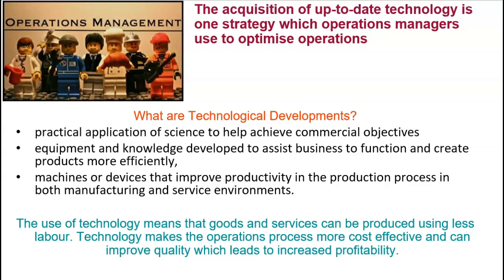Labour is one of the major expenses or costs associated with any business. So by using technology and improving on technology, you can reduce that labour cost within the organisation. It makes the operations process more cost effective as a result of reducing the labour, and can improve quality because of the detail that technology can put into the manufacturing process, which leads to increased profitability. So that's where we start. So that's what technological developments are, what we're looking at. And we now look at the individual strategies for how we achieve that within a production process.